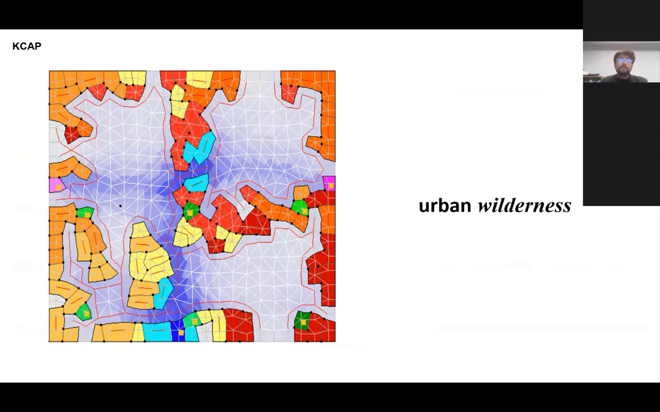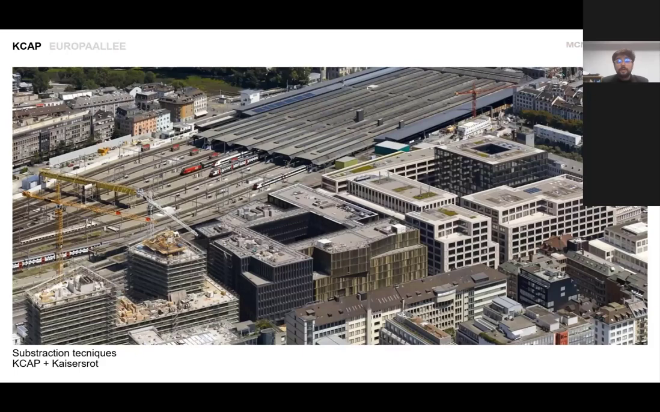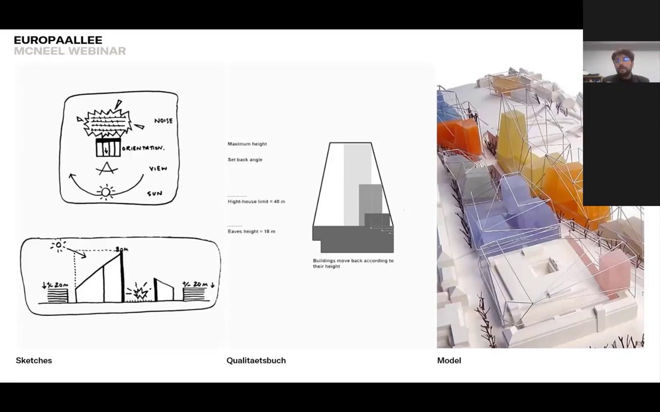There were some key projects that were actually built in the end. For example, the Veinhaven Island, which is an island in Rotterdam. It's one of the first experiments that they did with cigarette towers, and the massing is computer generated. Or the office area of Europaallee, which is the main station area next to the Zurich Hauptbahnhof, which was mainly trying to develop computationally generated envelopes to host the different massings, trying to look at the role of the computer in the design in an abstract way.